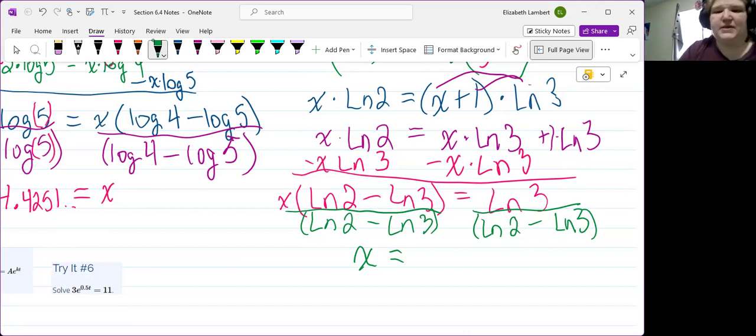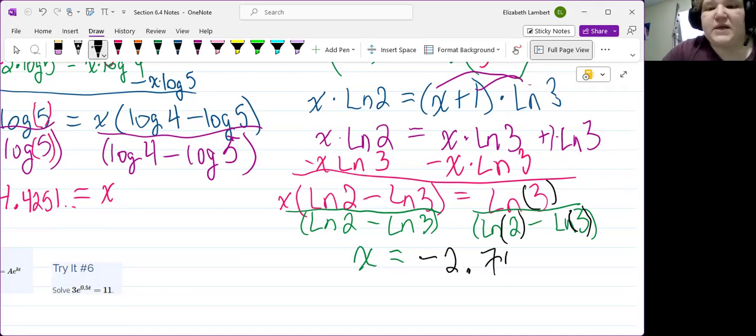All right. Now, let me go back and put those parentheses in so you see them all. Natural log of 3, close, divided by open, natural log 2, close, minus natural log 3, close, close, equals negative 2.7095, and so on.